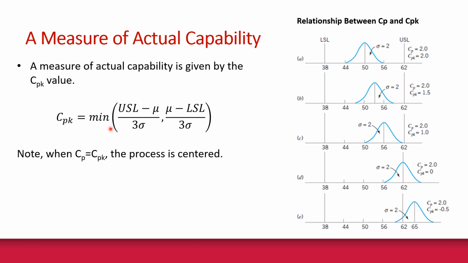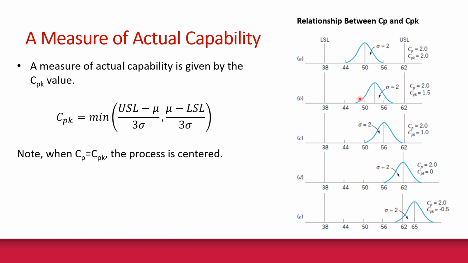So it doesn't matter which one you take. C sub PK is going to be equal to C sub P in that case. So this shows that if these are equal, the process is centered. And that's what we'd like. We'd like a process that not only has a big C sub P value, but is also centered. So in that respect, C sub PK takes that centering into account.